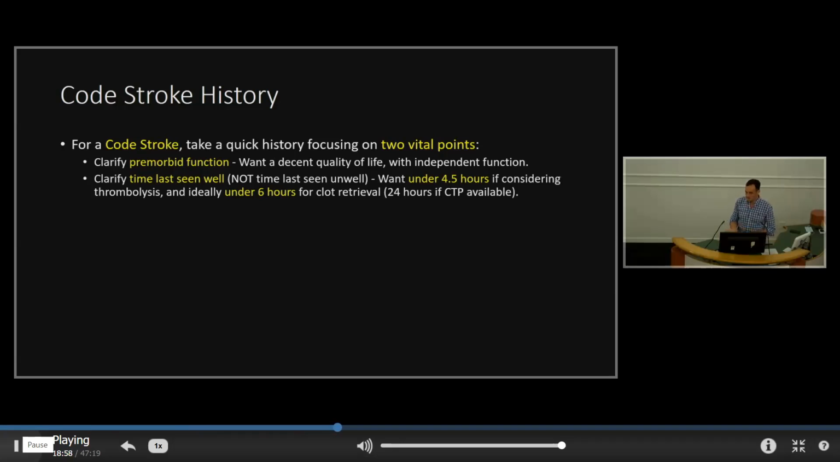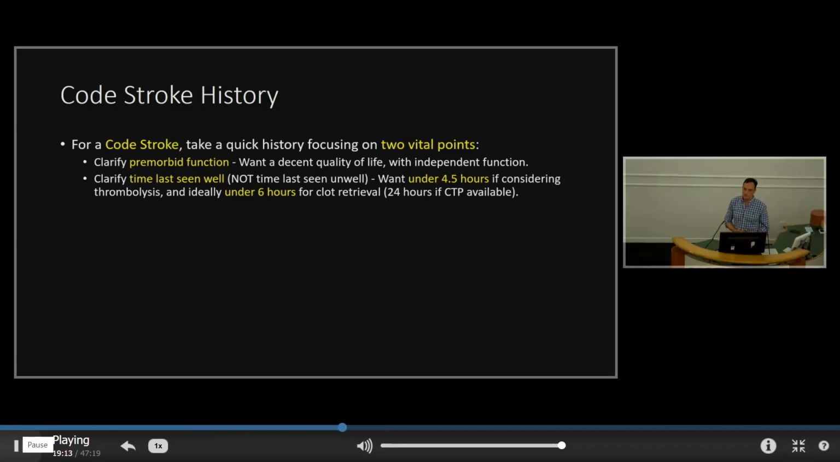So, and they were seen by a family member. So that's a bit of a rub in stroke. And we're trying to get around that with certain imaging protocols, but at this point in time, this is how it is. We want under 4.5 hours for thrombolysis, and we want under 6 hours for clot retrieval.